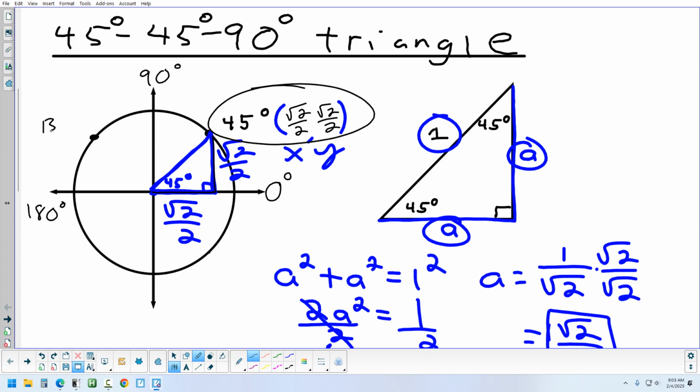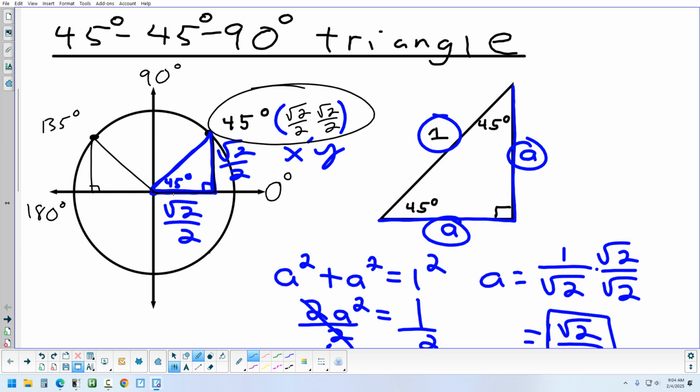135. So when you draw a 45, 45, 90 in quadrant 2, it looks like this. What's the difference between the triangle on the left and the triangle on the right? Flip. Yeah, it's a reflection. Because it's a reflection, that means these numbers are going to be used again in that quadrant.